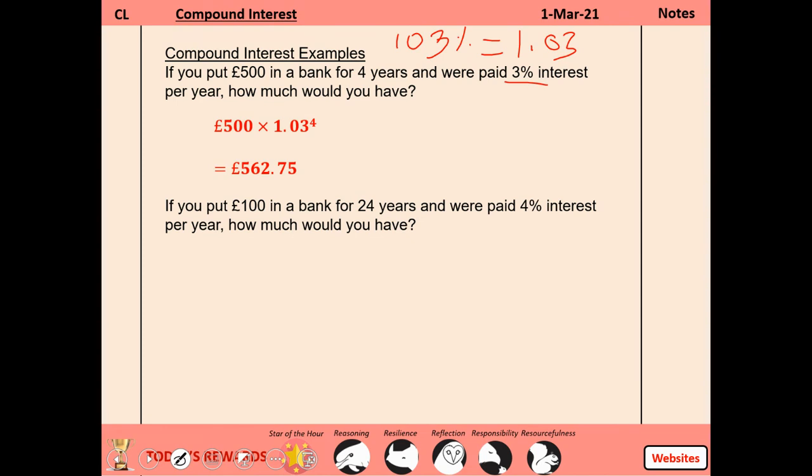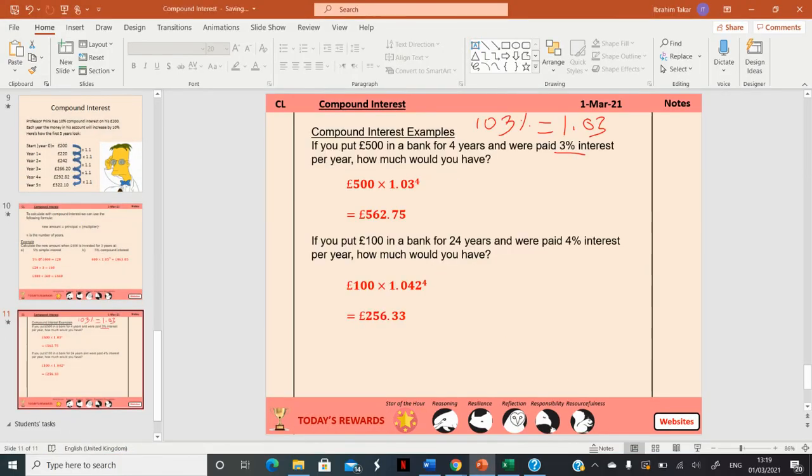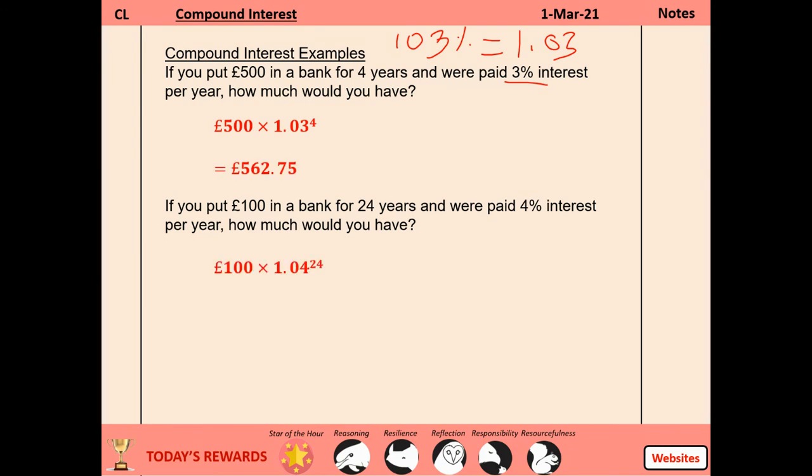Okay, if you put in £100 in a bank for 24 years and we're paid 4% interest per year, how much would you have? Again, the original amount is £100 times by 1.04. Apologies, this bit here should be 1.04 to the power of 24 because it's 24 years. N is 24 years, and putting that into your calculator will give you £256 and 33 pence.